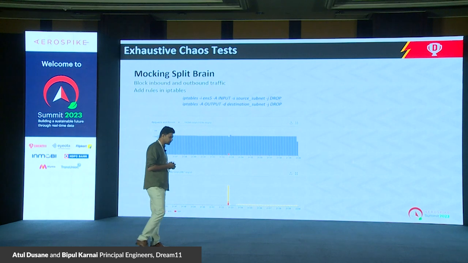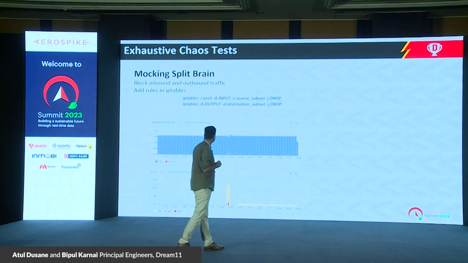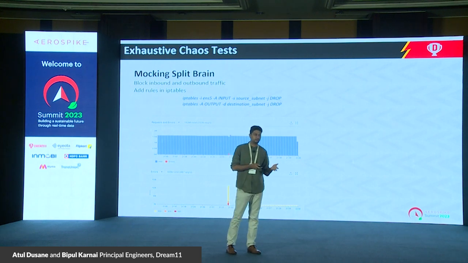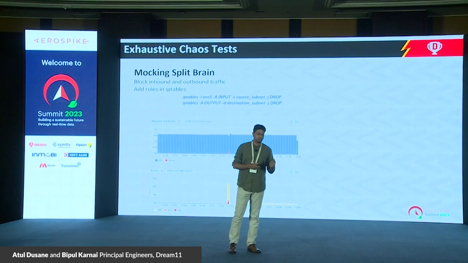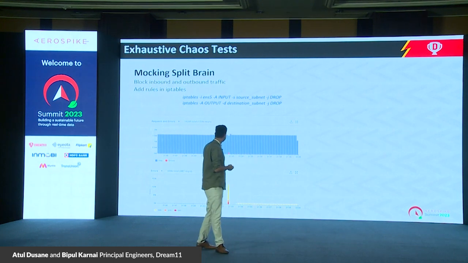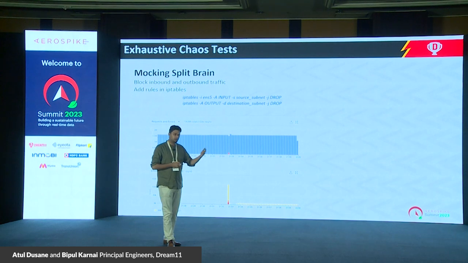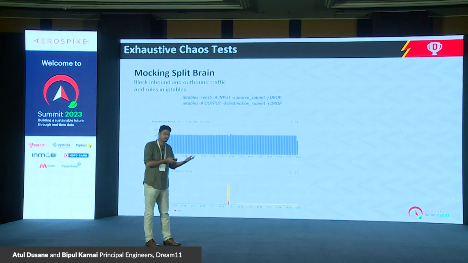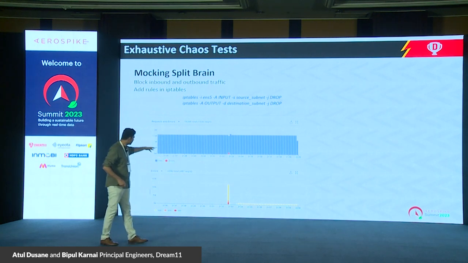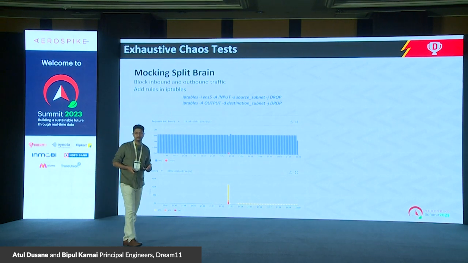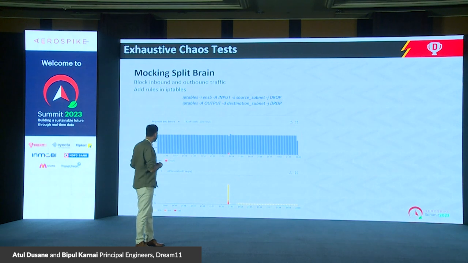We even did a mock split brain test out here. Basically what we do is block the traffic from the subnets. You just change the IP tables and drop some traffic from one of the subnets, inbound and outbound traffic, with which you can simulate a split brain. This is the behavior of a split brain. If you see, once the split brain started, a few partitions became unavailable, and once you recovered from the split brain, the cluster recovered fast.